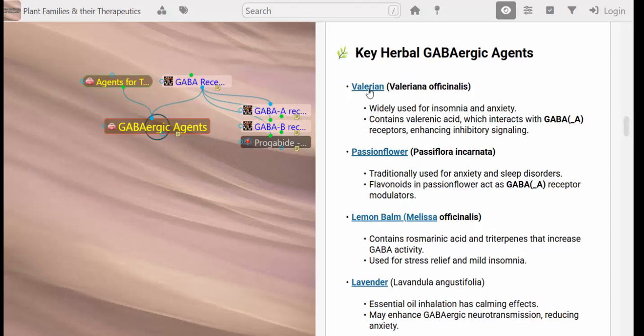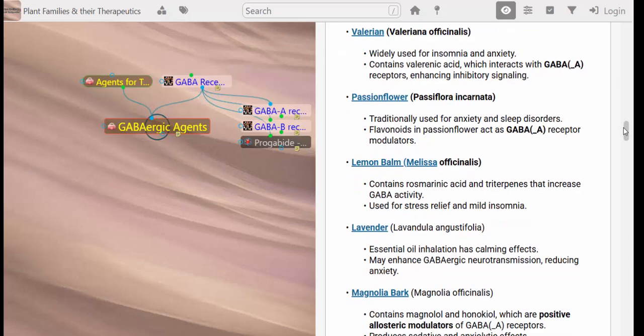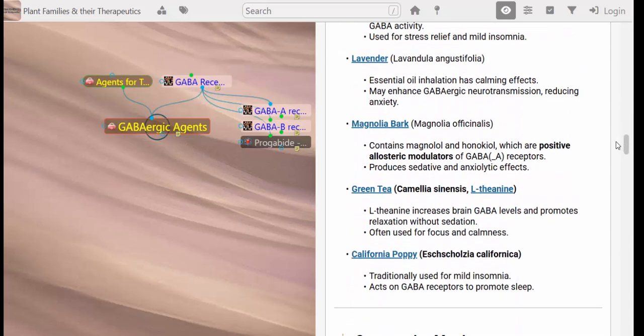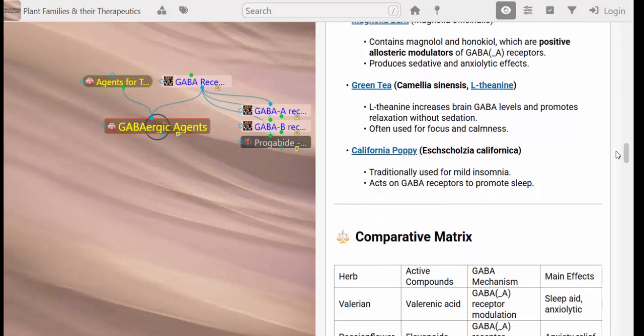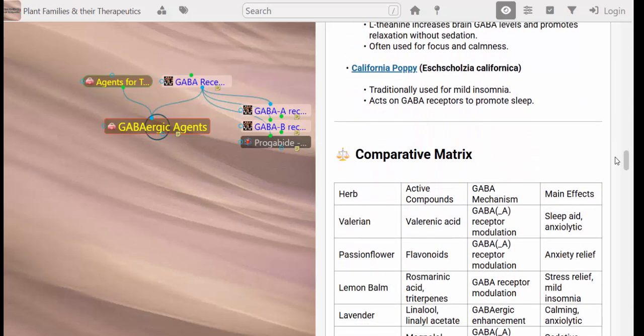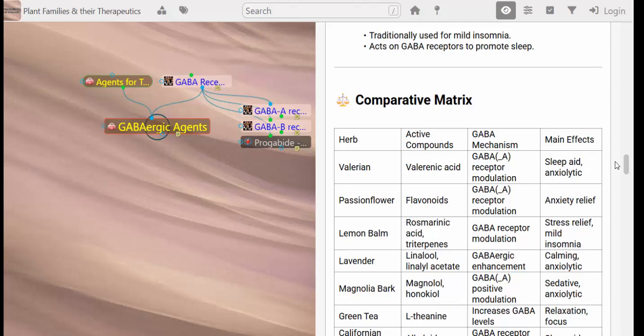Again, you can click on those to go to them and learn more about them, how to use them. Valerian, passion flower, lemon balm, lavender, magnolia, green tea, California poppy. This is a comparative matrix. We see what is the active compound. In valerian, for example, it's valerenic acid, and it acts on the GABA A receptor, modulating it. The main effects are sleep aid and reduction of anxiety.